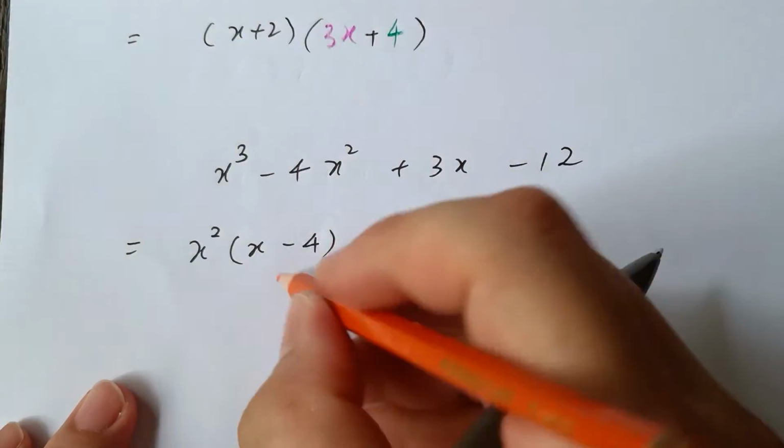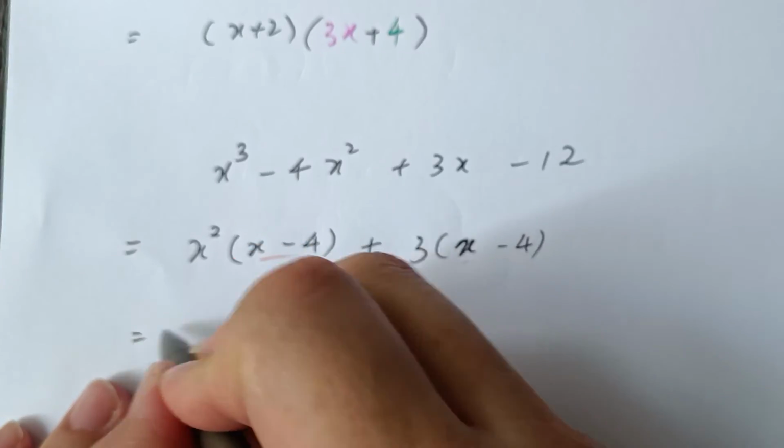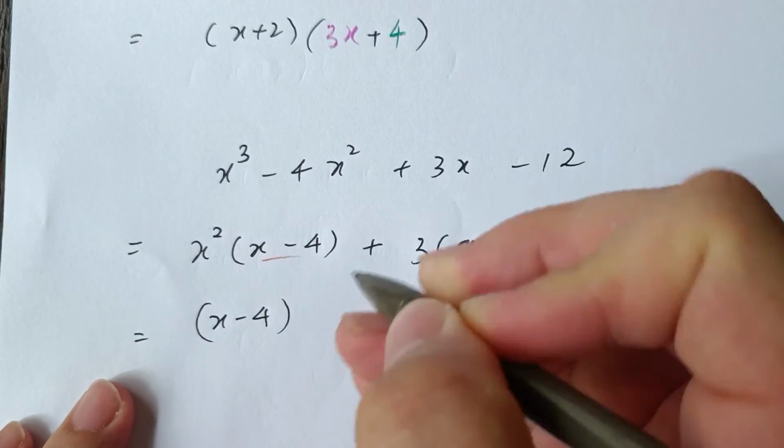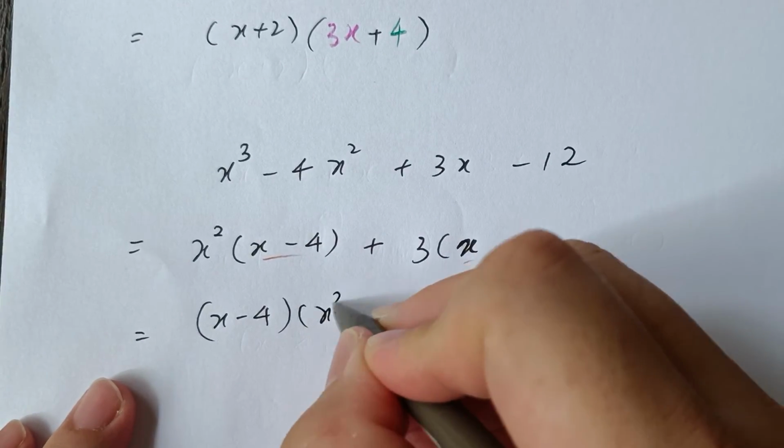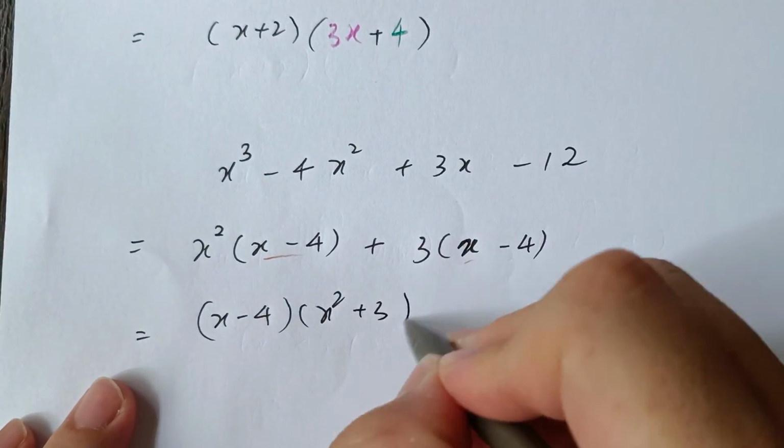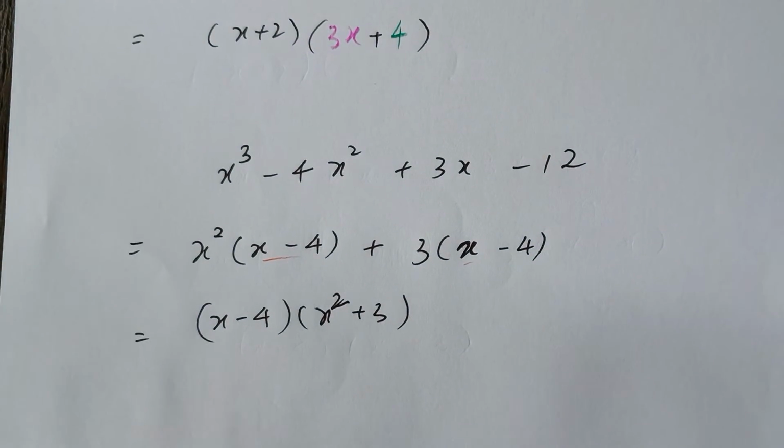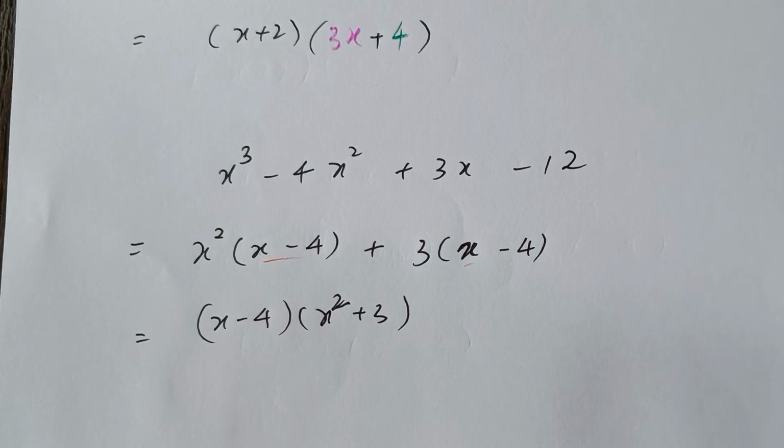So now you can see that again, this is the same. If I take out x minus 4, what is left is x squared from here, and then a 3 from the second one. So this is how we do the factoring by grouping.